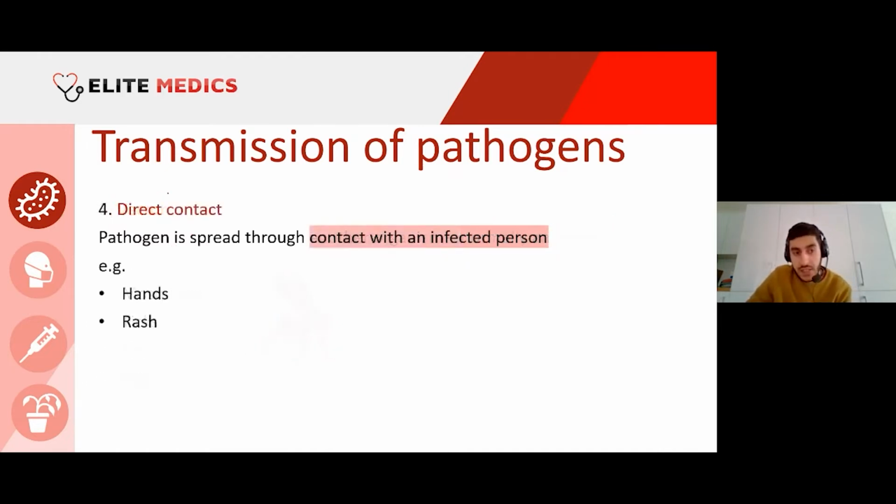And then direct contact. A couple of the others were ways of direct contact, but direct contact is when it spreads through contact with an infected person, like hands or a rash. If I shake someone's hand, you can get a disease or a rash. A good example of that is chickenpox.